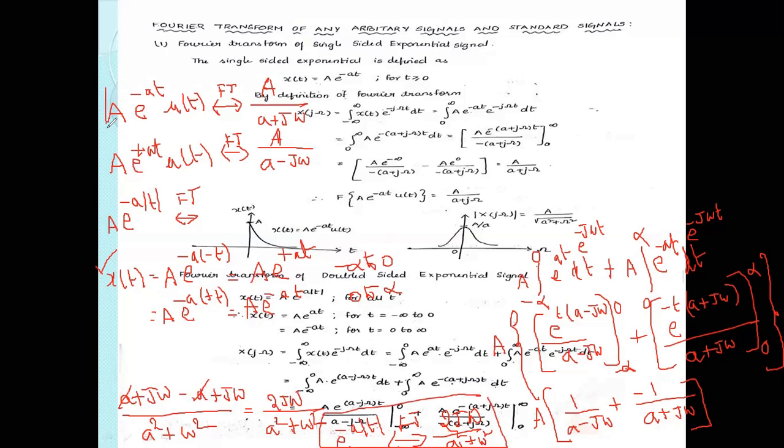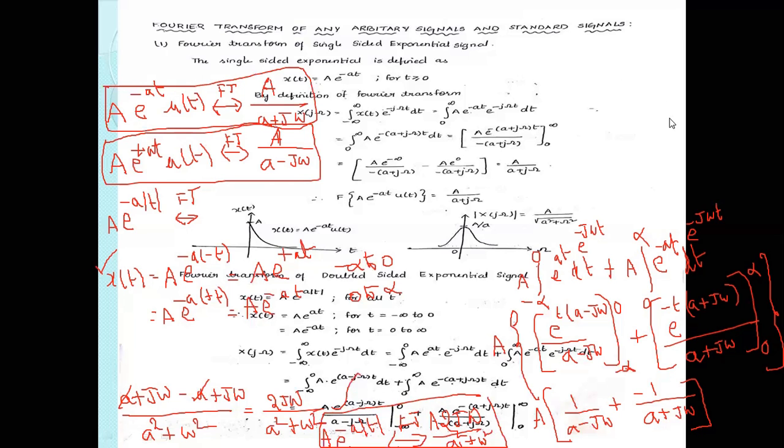Got it, my dear students? This is the Fourier transformation of e power minus at and e power plus at, where a is the magnitude and a is also there. So a into e power minus magnitude of t, the transform is a into 2j omega by a square plus omega square.